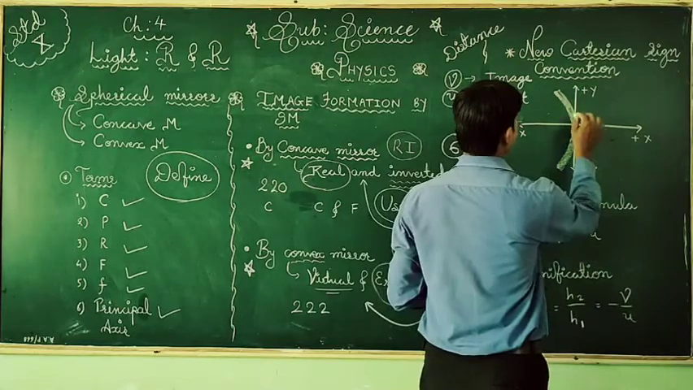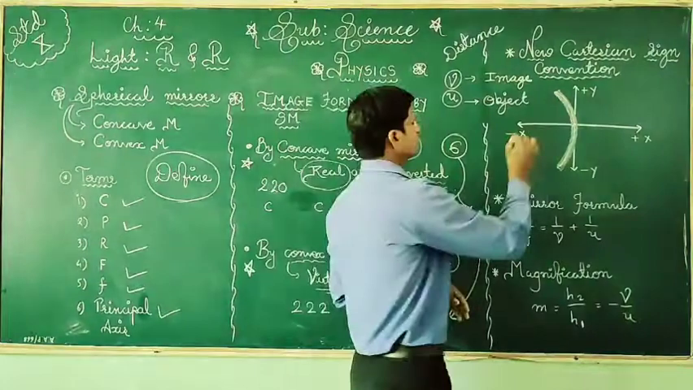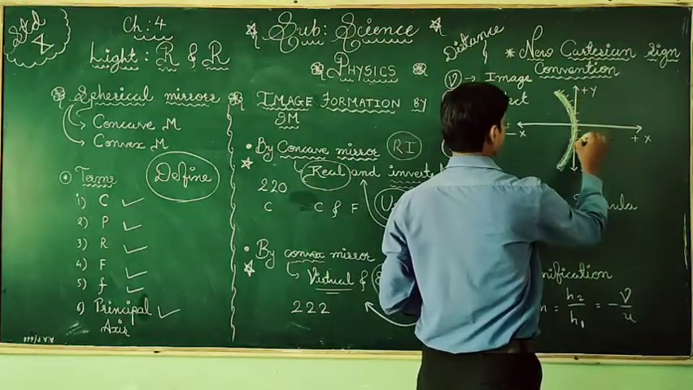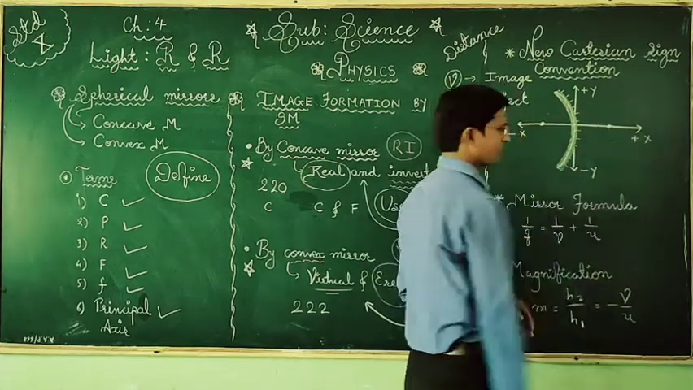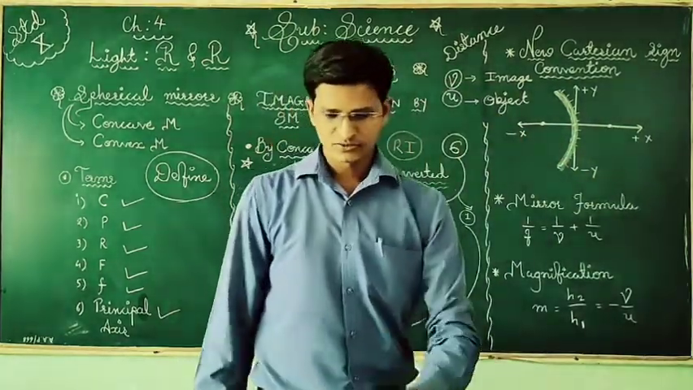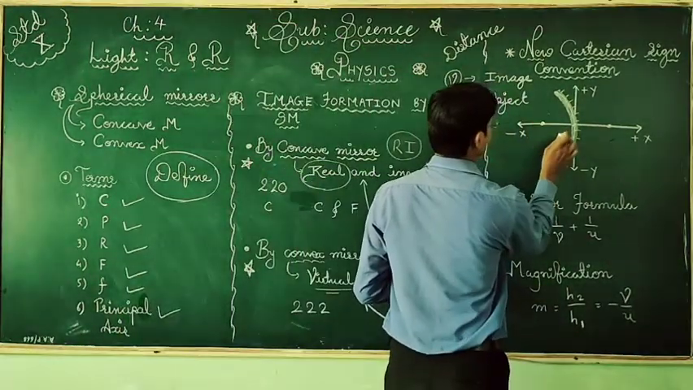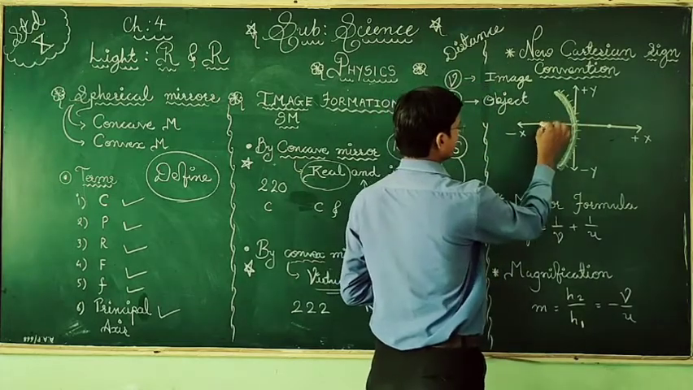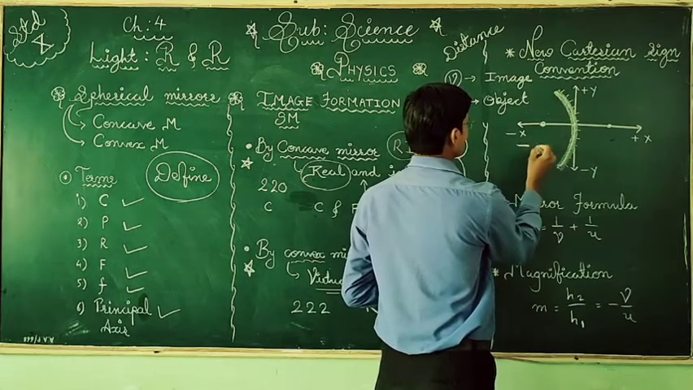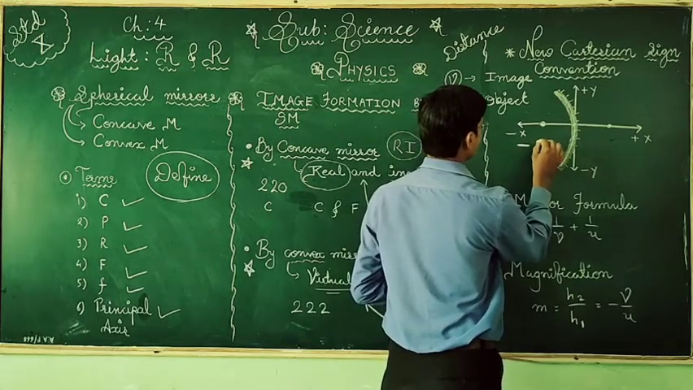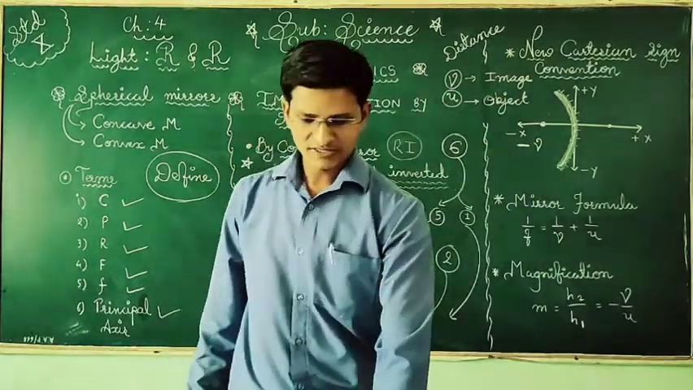Now suppose this is our mirror, and the outside is reflecting. Here the image will form, and sometimes here the image will form, so it depends on that. Distances are taken as negative on this side. If the image forms on this side, it is taken as negative. So image distance v is minus.